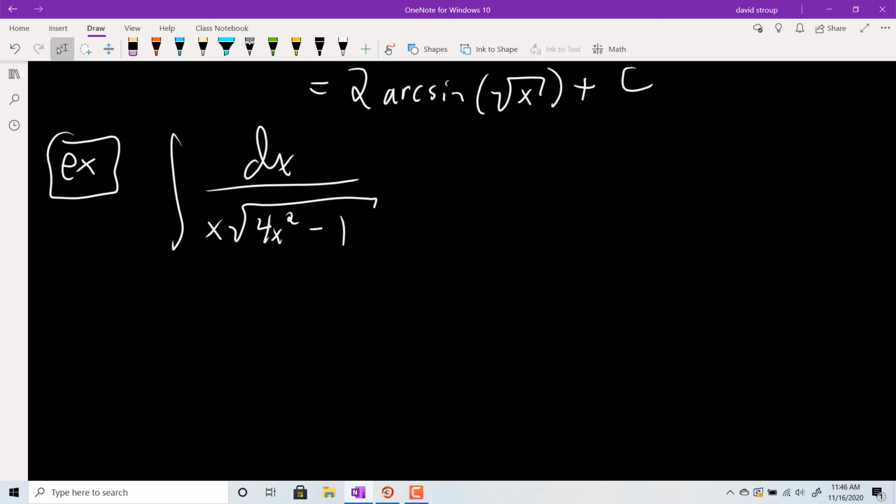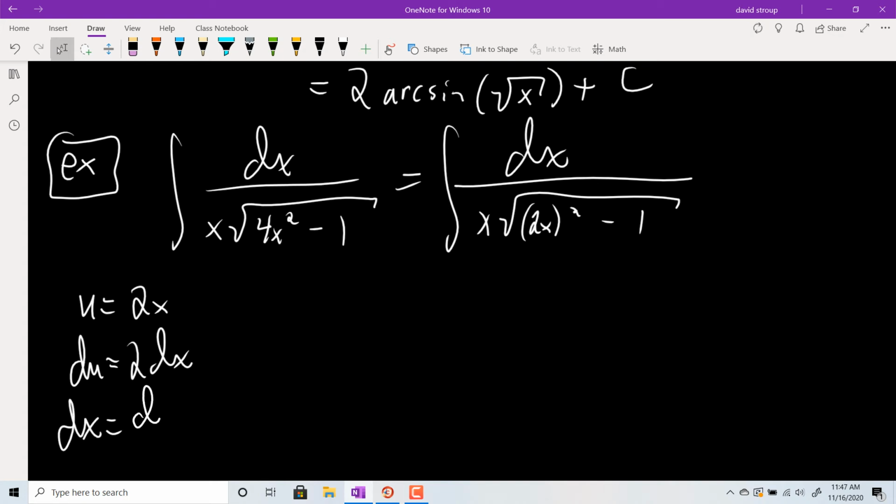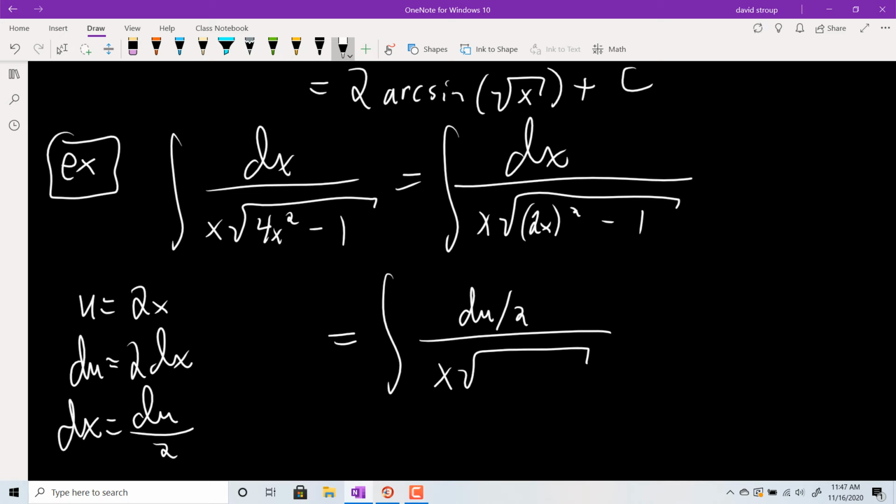Okay, so if it's not obvious, let me rewrite it so you can see what u is going to be. The 4x squared is the same as 2x squared minus 1. Okay, so my u is going to be 2x. Then my du, of course, is 2 dx. In other words, dx is just du over 2. One other thing is I kind of have to rewrite the x in the denominator. So if you do go ahead and rewrite it at this point, what do you have? du all over 2 all over x times the square root of u squared minus 1.